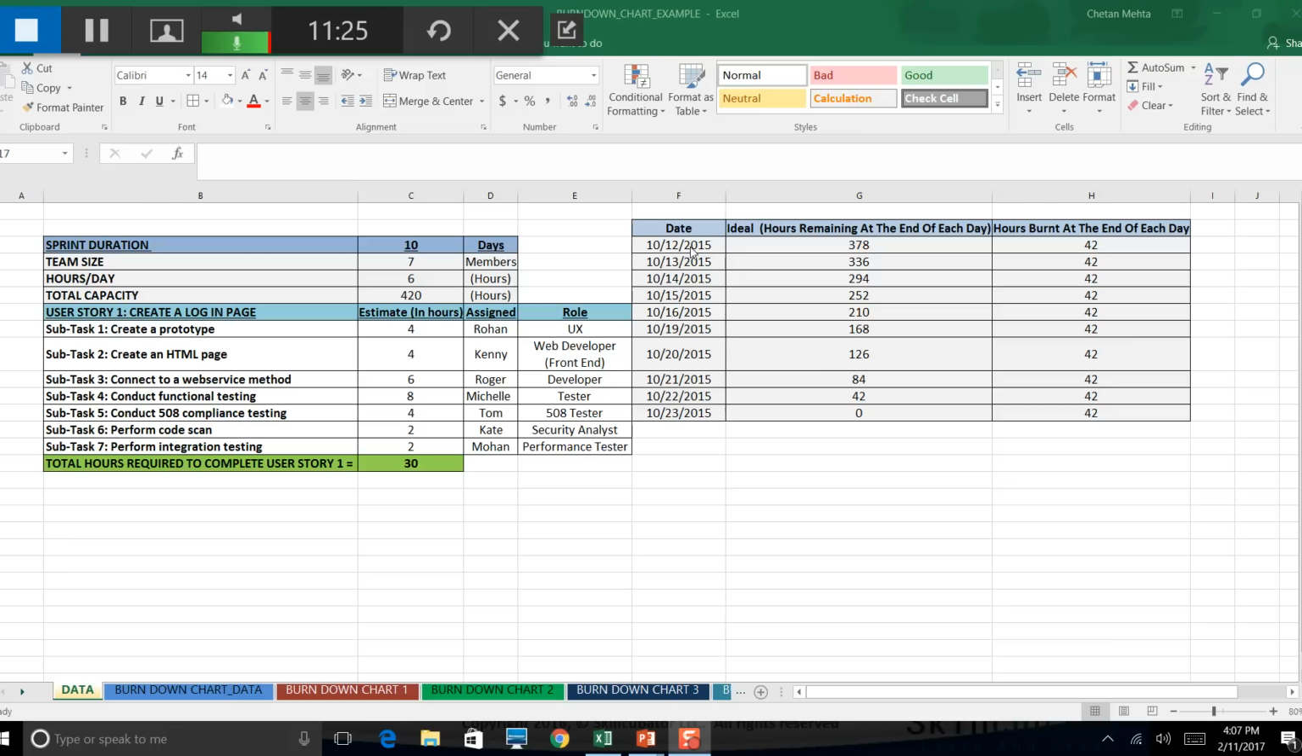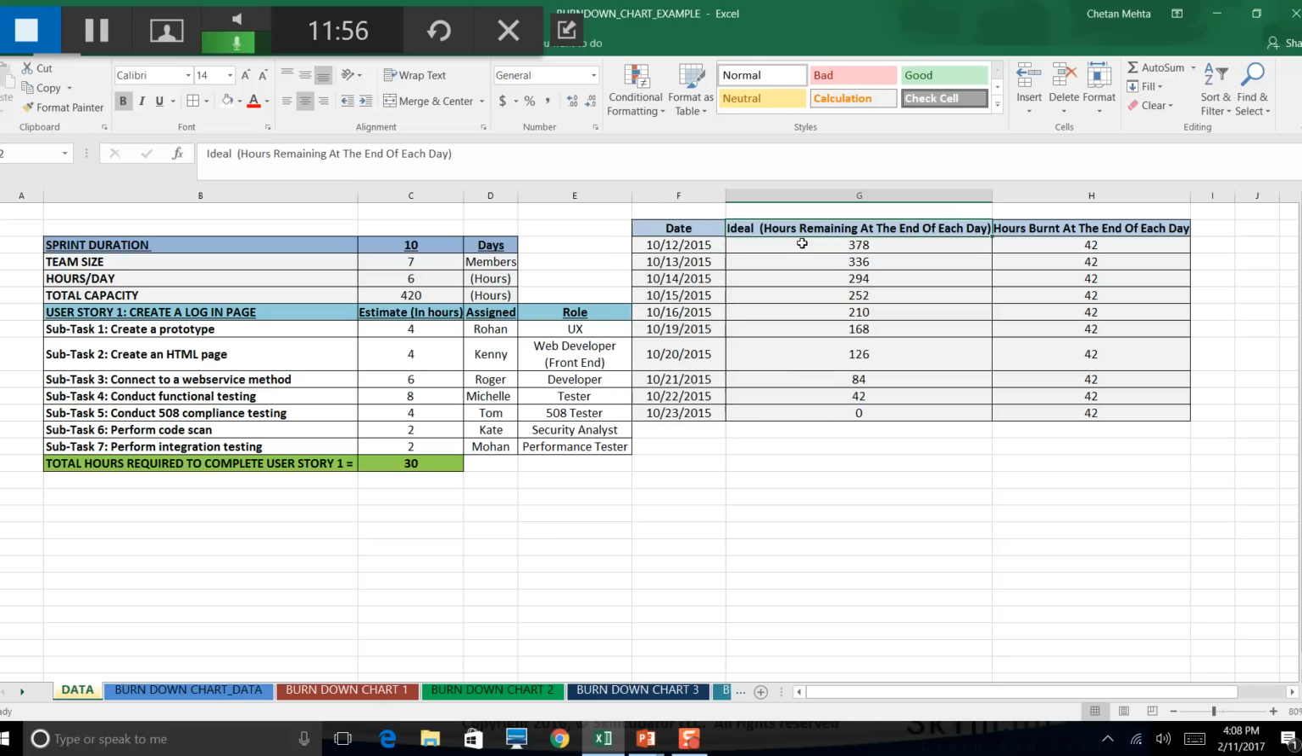Now let's suppose our sprint starts on 12th of October. And I already know my team's capacity. I'm saying that in one sprint, my team is going to finish work worth 420 hours. So these are my dates, 10 working days, and that's my ideal burn rate.